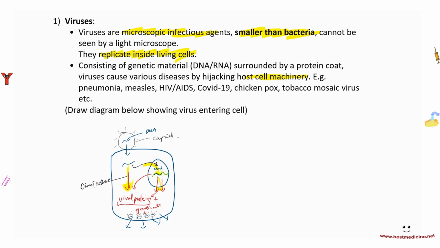So different types of viruses include pneumonia, right? Pneumonia is a viral illness that can be caused by viruses. Pneumonia is not a virus, but it is an illness that is caused by viruses, like coronavirus pneumonia. Measles is a virus. Human immunodeficiency virus, which causes AIDS, is also a virus. COVID-19 is a virus. Chickenpox is a disease that is caused by a virus, right? And tobacco mosaic virus. This is a viral illness in plants.